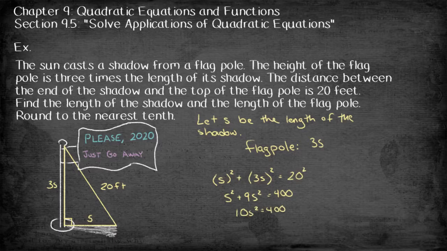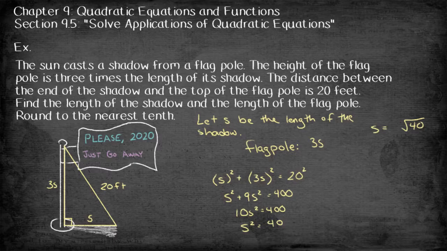Quickly use the square root property, because we can divide by 10. We'll have S squared is equal to 40. So S is equal to plus or minus the square root of 40. Now, again, it doesn't make a whole lot of sense for a length to be negative, so actually we're just interested in the positive solution.